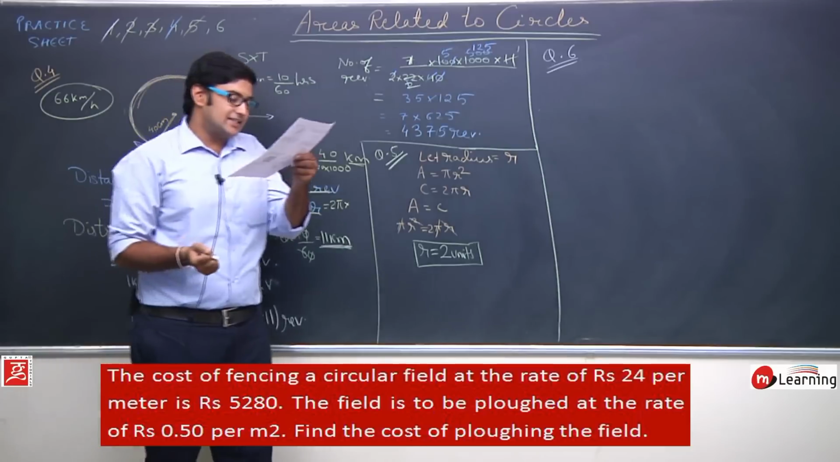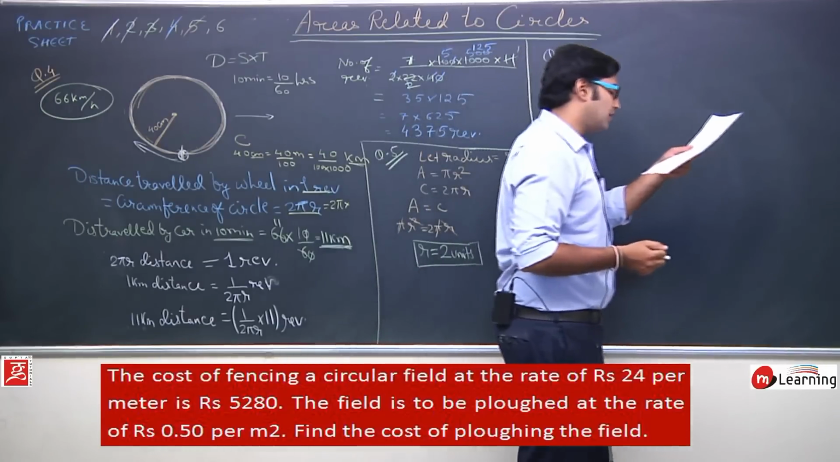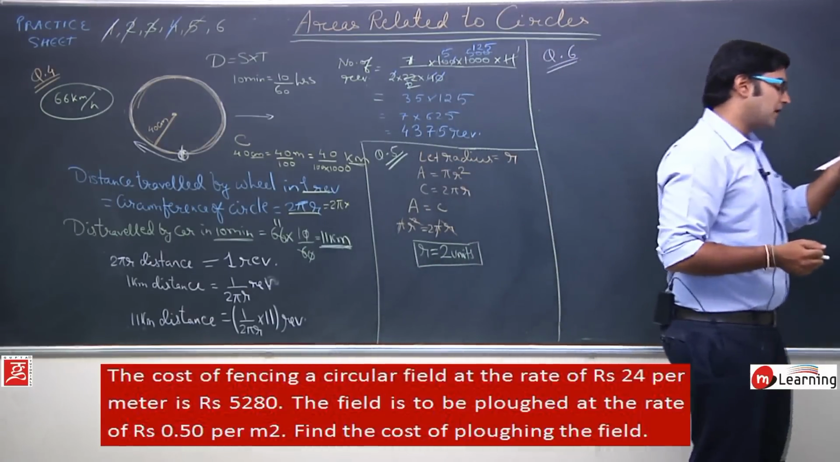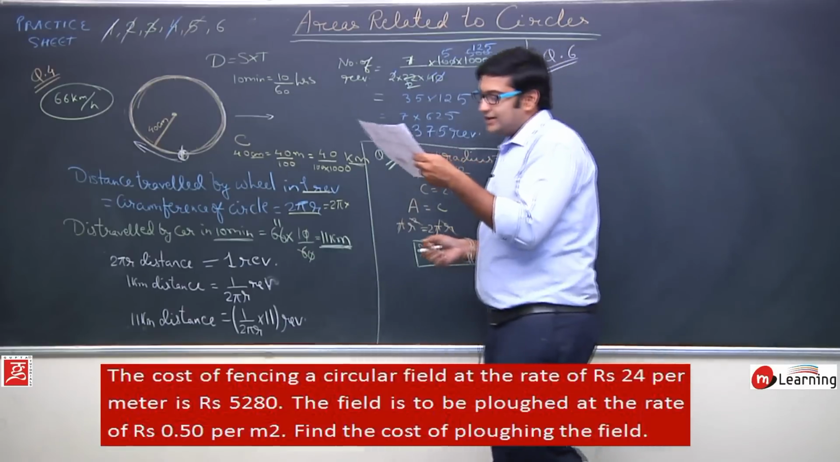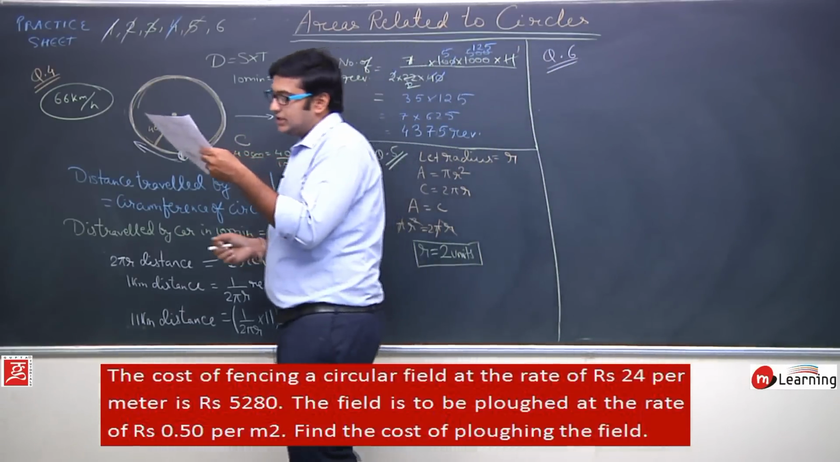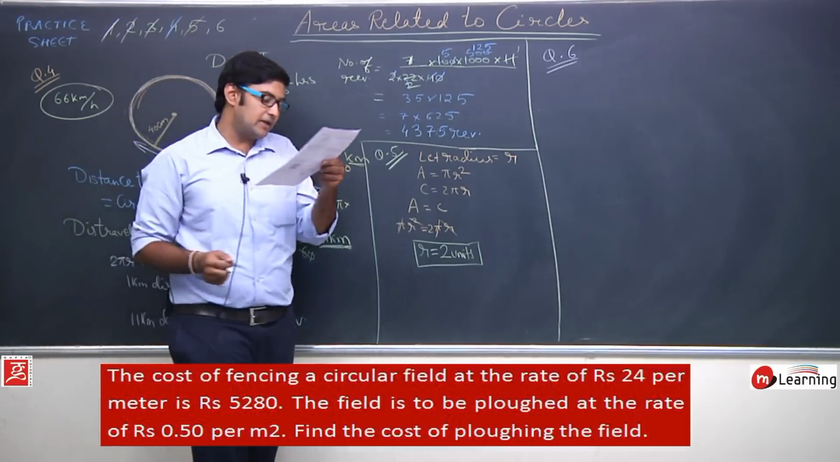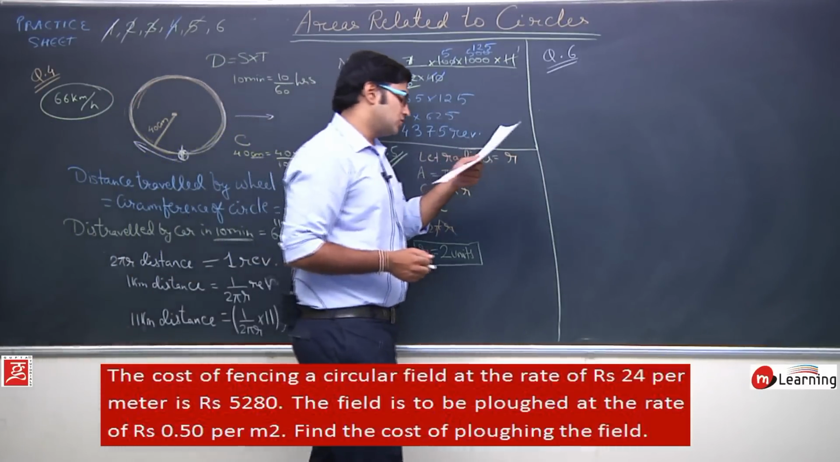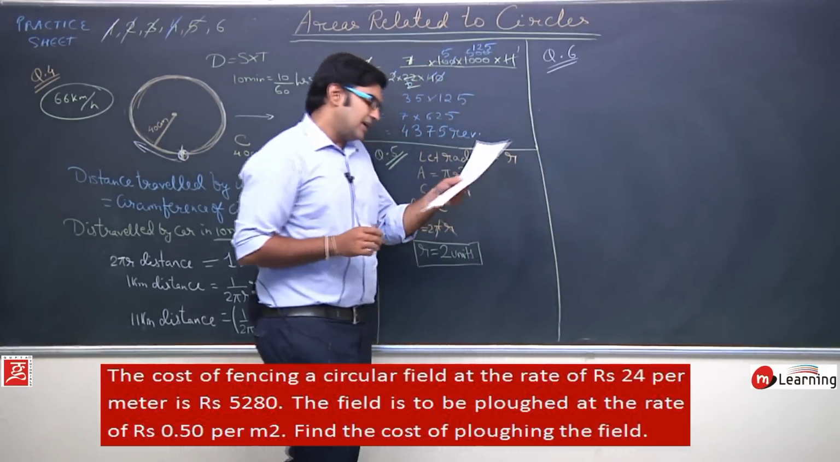Question number 6 says the cost of fencing a circular field at the rate of 24 rupees per meter is 5280. Find the field. The field is to be ploughed at a rate of 0.50 per meter square. Find the cost of ploughing the field. Okay. So now try to understand this.